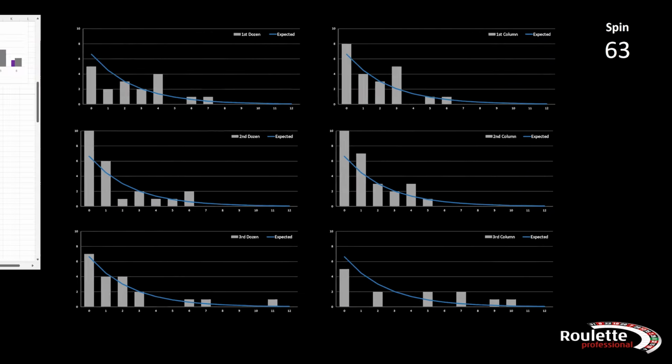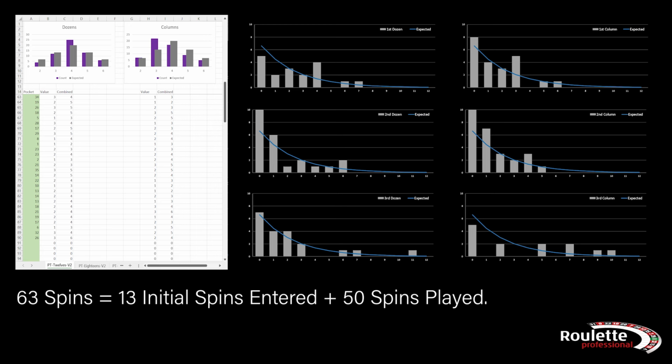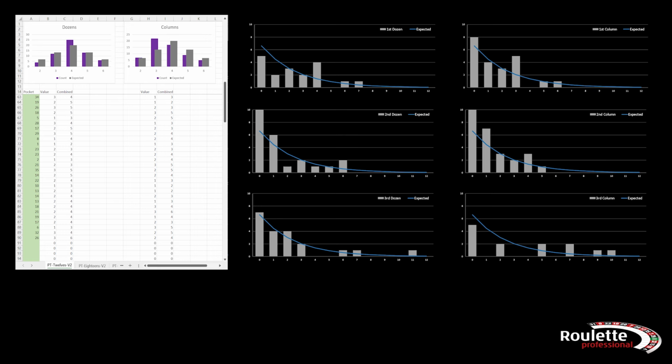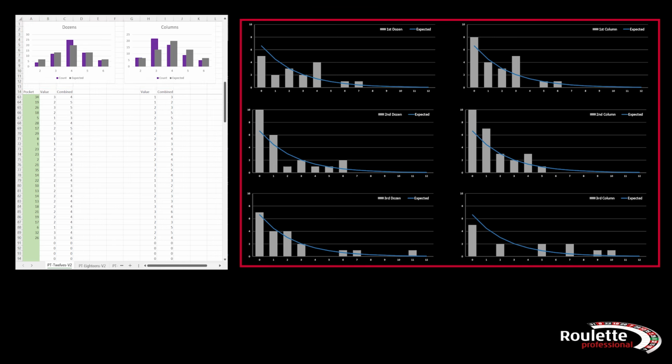So, let's consider these charts, which contain 63 spins worth of results, the 13 initial spins we entered before we started betting in the earlier demo, and the 50 spins we actually played. We now have two different perspectives on the same data, with the dozens and columns charts from our original tracker offering group-level analysis via a probability distribution, while the individual dozen and column charts offer a geometric distribution view.